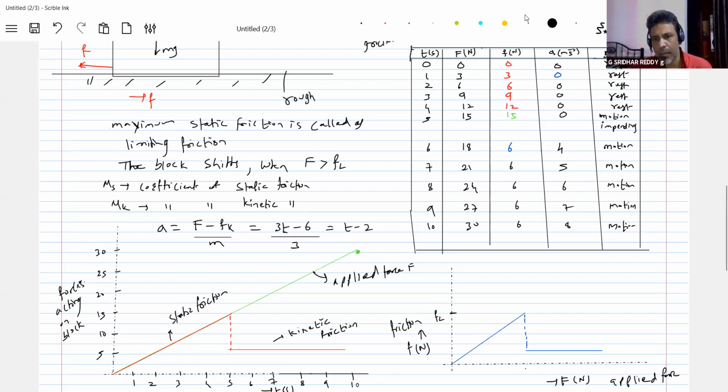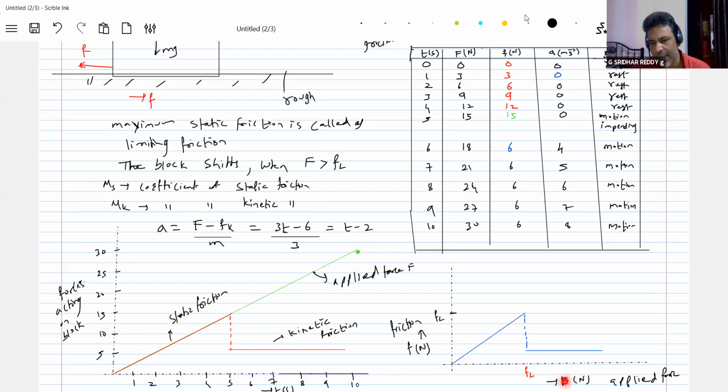Okay, look at this. I'm very much interested in this. The static friction varies as that of applied force. So what value should I write here? Anybody? When the applied force becomes equal to limiting friction, both FL should come here. FL should be there on both the axes. And the applied force is less than limiting friction.